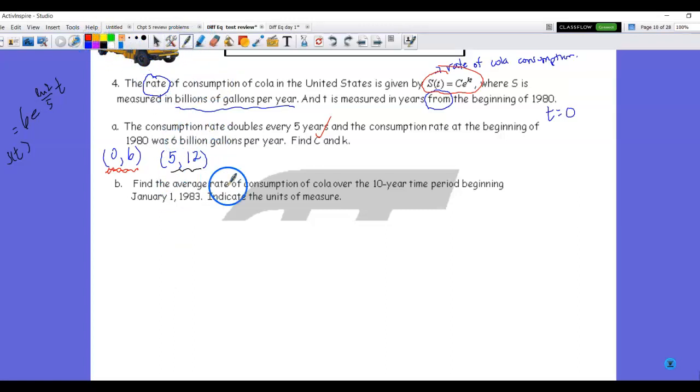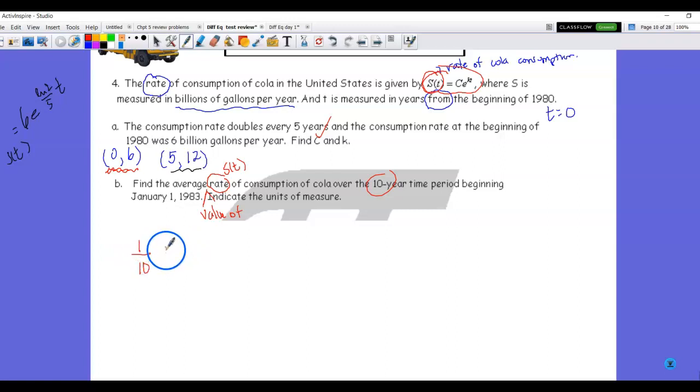So this is where we want to insert our phrase average value of. I'm finding the average value of the rate, and the rate is S of t. So we're finding the average value of S of t. It tells you right here for a 10-year period. So I'm going to use 1 over b minus a, where b minus a is going to be the 10-year period.